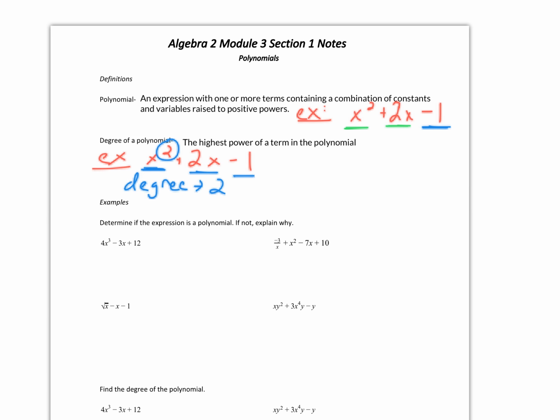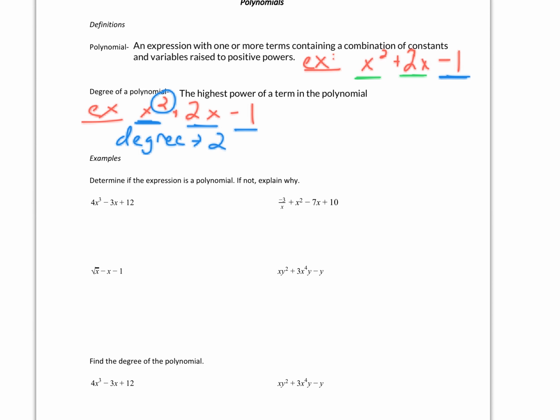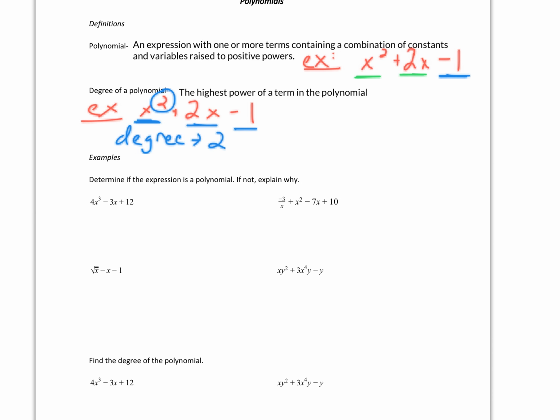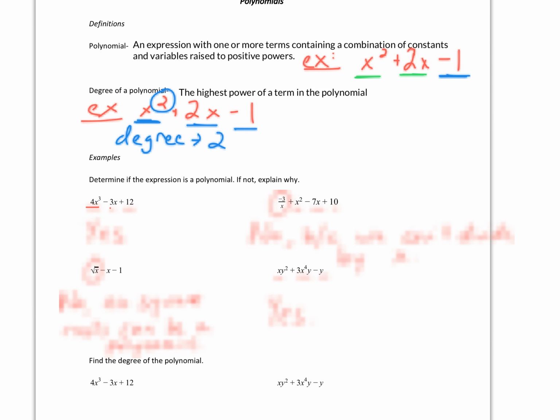Okay, let's look at some more examples. First part just says determine if the expression is a polynomial, and if not, explain why. So looking at the first one, remember we need multiple terms with either a constant or variables raised to powers. This one definitely has that. That's x to the third, that's -3x, and that's 12. So yes, that is a polynomial.